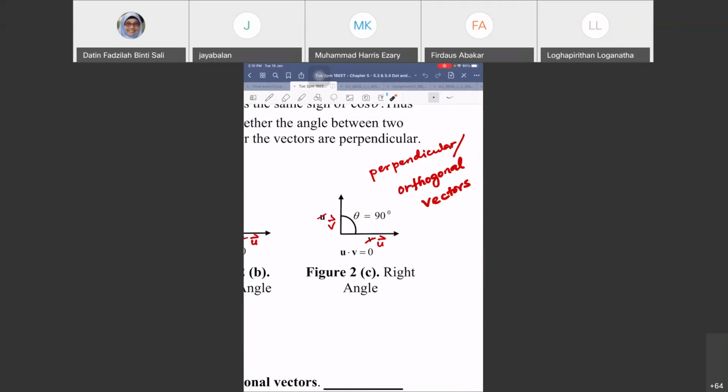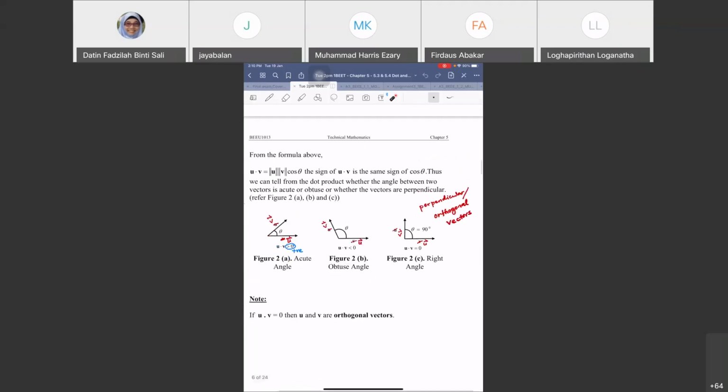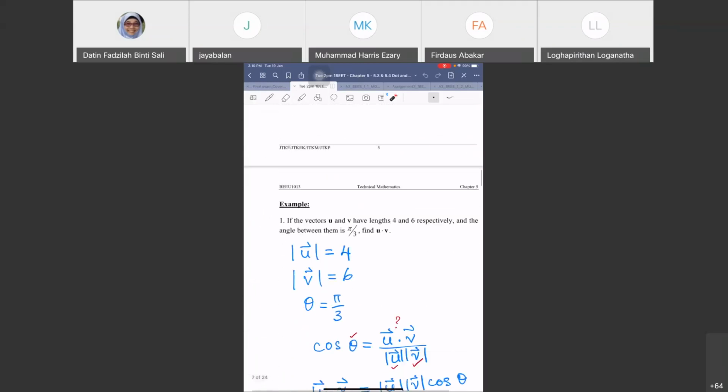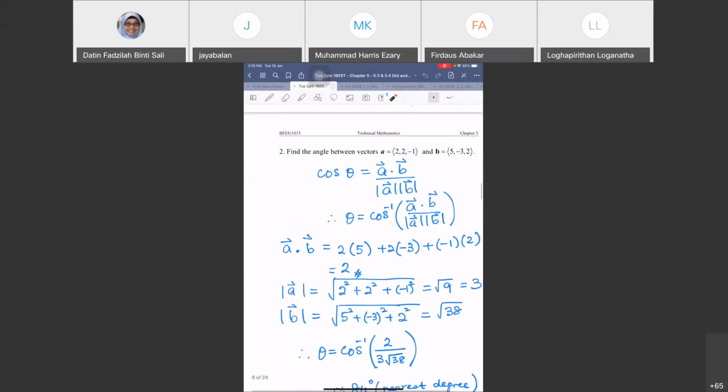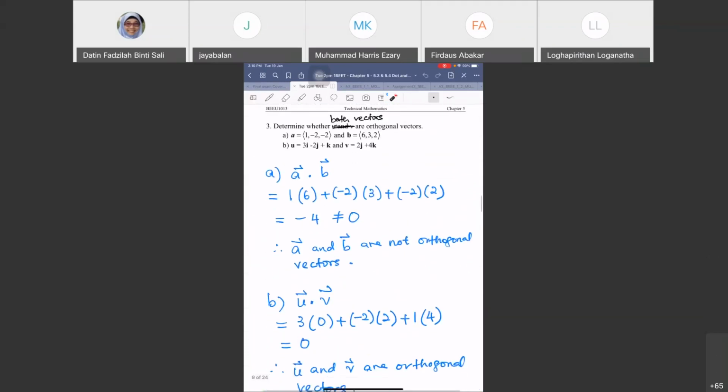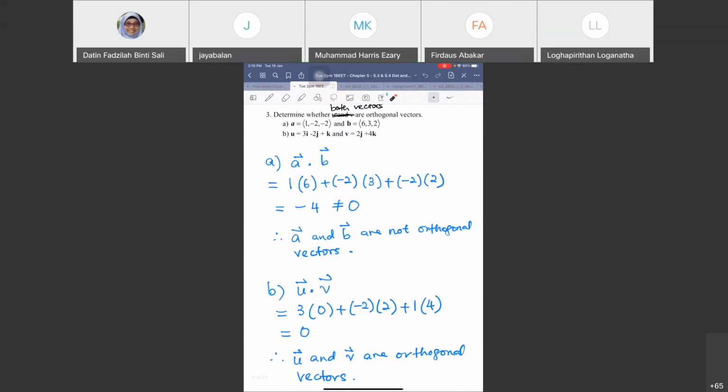We also had an example last week on how you verify or determine whether two given vectors are orthogonal or not. It's by finding their dot product. If the dot product for those two vectors equals 0, then you say that those two vectors are orthogonal, or perpendicular to each other. If the dot product is not equal to 0, then we say that those two vectors are not orthogonal.